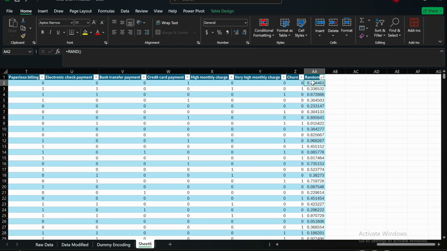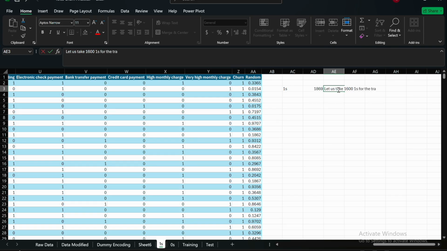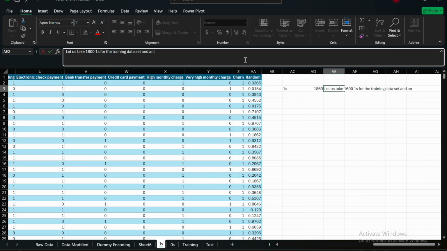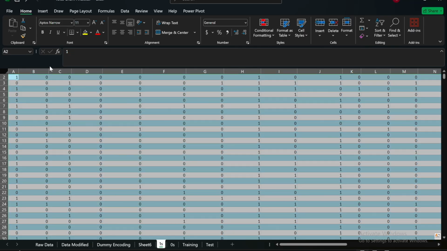Then in this sheet, the data was randomized to reduce the chance of any error. There was a condition for dividing the data into test and training. I decided to take 1600 ones and 1600 zeros for the training data set, ensuring a 50-50 split. This 1600 was not exactly arbitrarily chosen; it was less than the total number of ones, but a pretty high number nonetheless. The ones were selected after being randomized from the main data set.